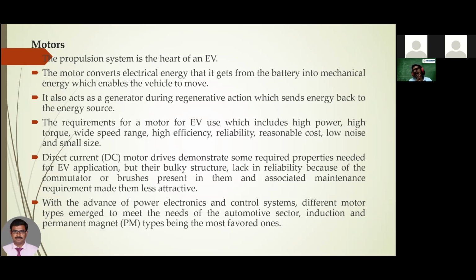In traction applications, we go for a series motor only, a DC series motor or AC series motor, these are the kinds of motors people use. But the problems are maintenance and sparking. Also, it is noisy and bulky. Due to that, people are not going for a DC motor.